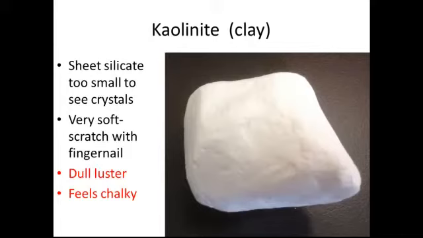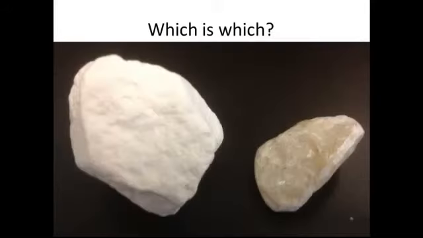Kaolinite is another sheet silicate, but once again, with the sheets too small to see. It's very soft. You can scratch it with your fingernail, but unlike the talc, it has a dull luster and it feels powdery or chalky. Which is which? Oh yeah, kaolinite and talc.